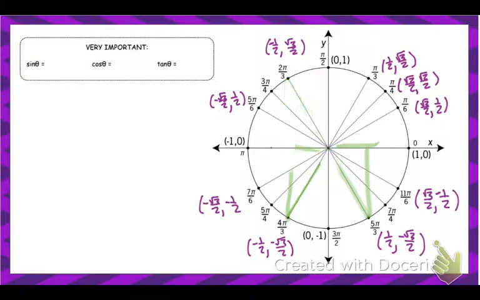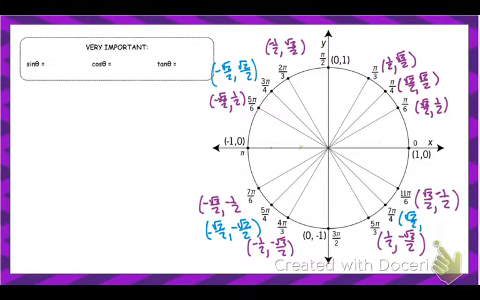Then the last one, all those pi over 4s. Okay, again, root 2 over 2 are going to be the same coordinates. It's still going to be root 2 over 2 for both. But we need to consider positives and negatives. The x coordinate's negative in quadrant 2. They're both negative in quadrant 3. And the y is negative in quadrant 4.